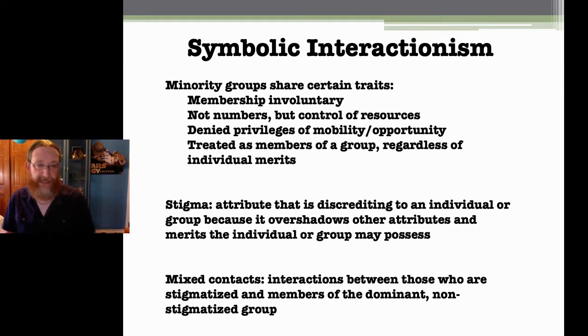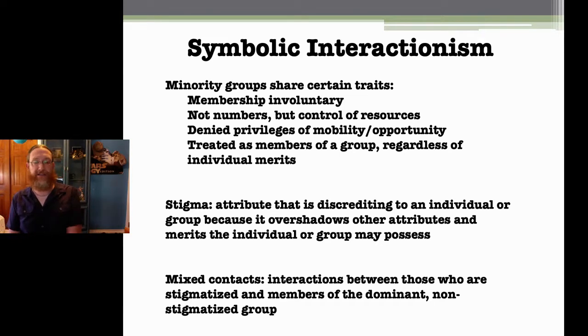So when we look at symbolic interactions, we then start to look at this idea of stigma, right? An attribute that is discrediting to an individual or group because it overshadows other attributes and merits the individual or the group may possess. Maybe somebody says gender, and here's a gender stigma. And now we have a dominant and preferred gender and one that is not, or many that are not, right?